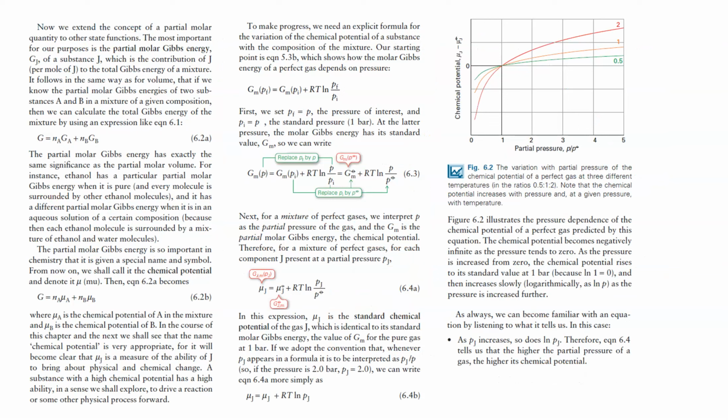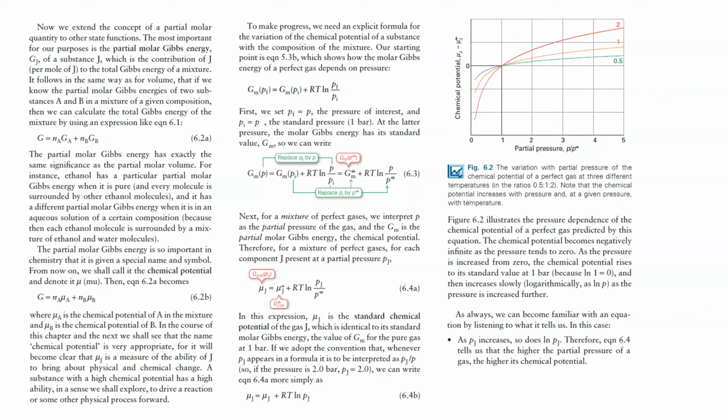Now, we extend the concept of a partial molar quantity to other state functions. The most important for our purposes is the partial molar Gibbs energy, G sub J, of a substance J, which is the contribution of J per mole of J to the total Gibbs energy of a mixture. It follows in the same way as for volume that if we know the partial molar Gibbs energies of two substances A and B in a mixture of a given composition, then we can calculate the total Gibbs energy of the mixture by using the expression like in equation 6.1.